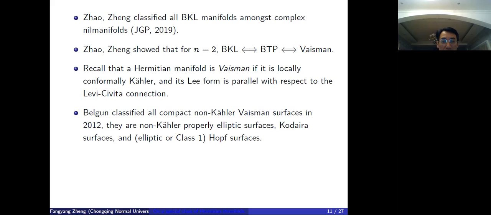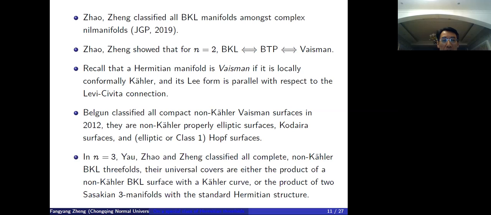So they're just either the Kodaira dimension 1 non-Kähler proper elliptic surface, or Kodaira surfaces, which are affine quotients of C2, or some Hopf surface, including the so-called elliptic ones and class 1. So of course you see it's more than just the flat ones, right? So in a way, the BKL or BTP are fully understood in dimension 2. So if you want to study it, start with dimension 3.